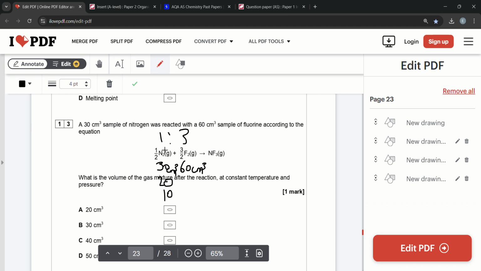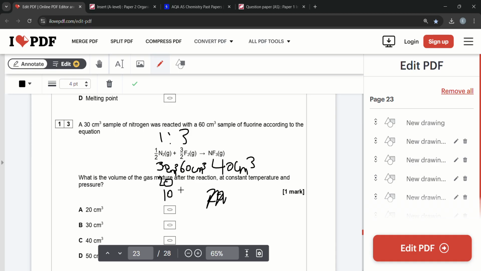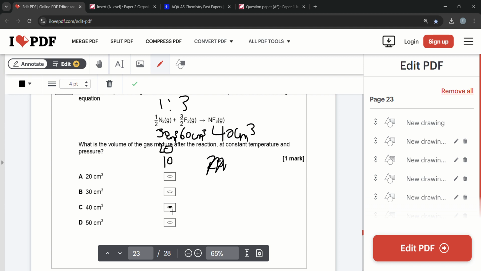Okay, and then to get from a half to 1, we need to times by 2, so then we're going to have 20 centimeters cubed here. And then we've got 60, we've got 10, so we're going to have actually 40 centimeters cubed here. 40 centimeters cubed.